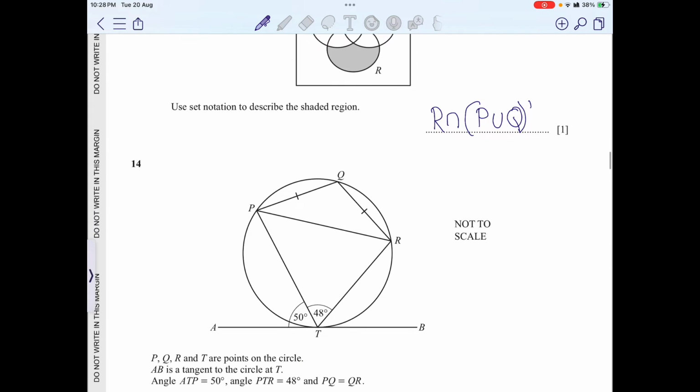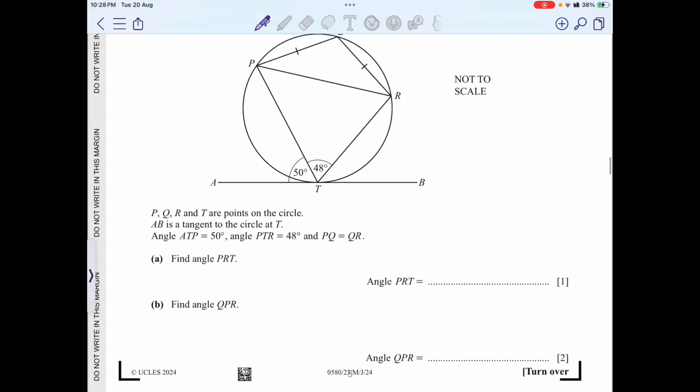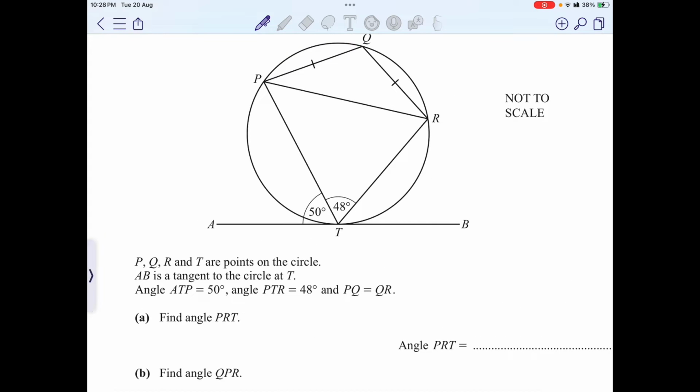Moving on, now this is, I think, the circles question. It says that P, Q, R and T are points on a circle. AB is tangent to the circle at T. Angle ATP is given as 50, PTR is 48, and PQ is equal to QR. Find angle PRT. Now if you notice, angle PRT is this angle.